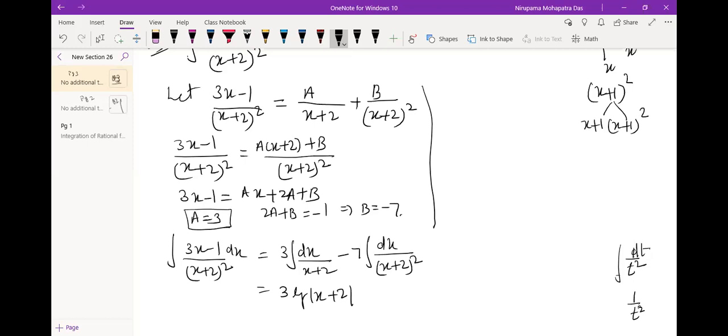1 by t square is the derivative of minus 1 by t, since the derivative of 1 by t is minus 1 by t square. Or you can say the integral of 1 by t square is minus 1 by t, or write t to the power minus 2 dt. In that way you will get plus 7 by x plus 2, plus constant of integration. Okay, I hope it's clear to you. So maybe one more question of this category.